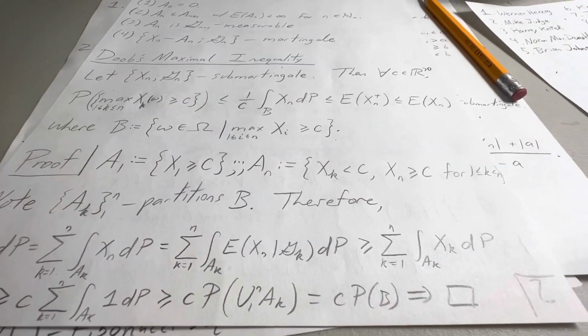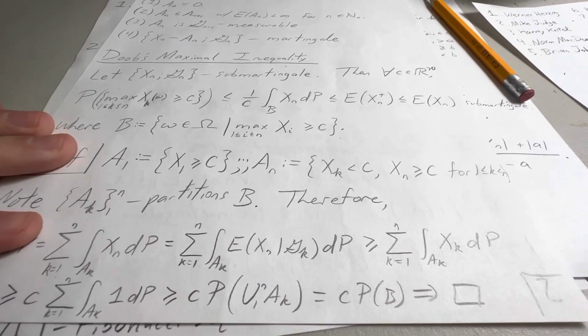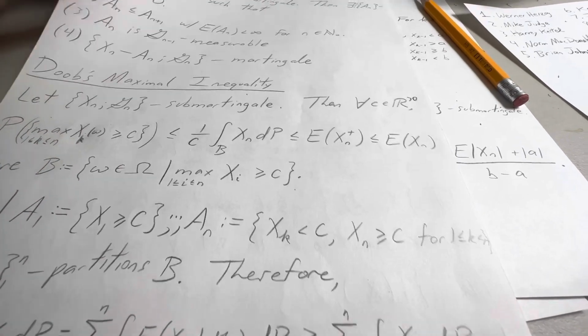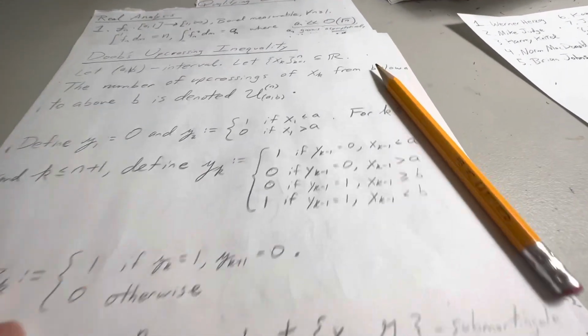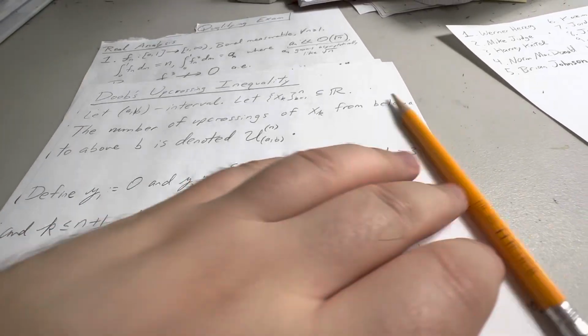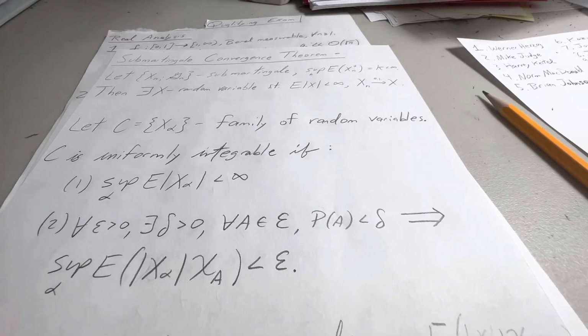So it's a very short proof, and I don't think I'll struggle to recite it on the test come Thursday. We have Doob's upcrossing inequality. I don't really like that inequality, to be honest with you. I don't really understand it too well.